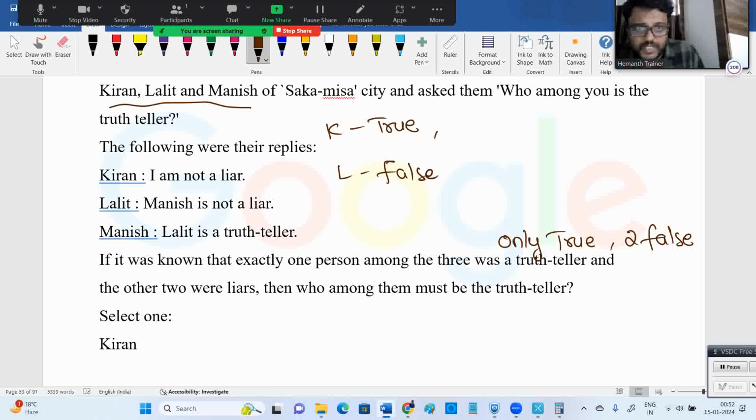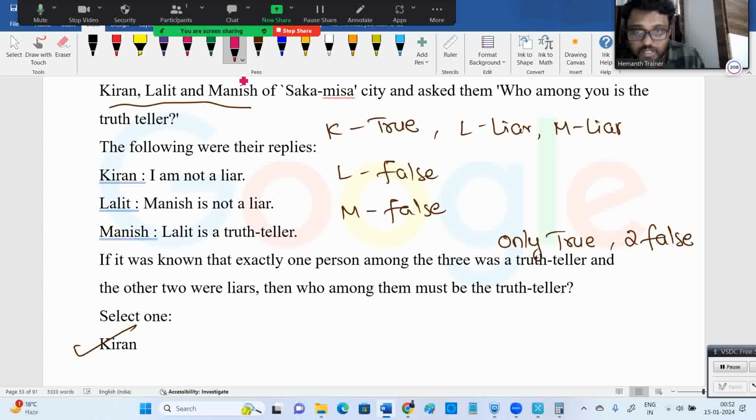When Kiran is true, Lalit should be a liar. Manish also should be a liar. Now Manish is telling Lalit is a truth teller. No, Manish is a liar. He is also telling false. So Kiran as the truth teller is the correct answer. I am taking Kiran as the truth teller. It is satisfied here. When I check, he is the one truth teller. Okay, it's satisfied.